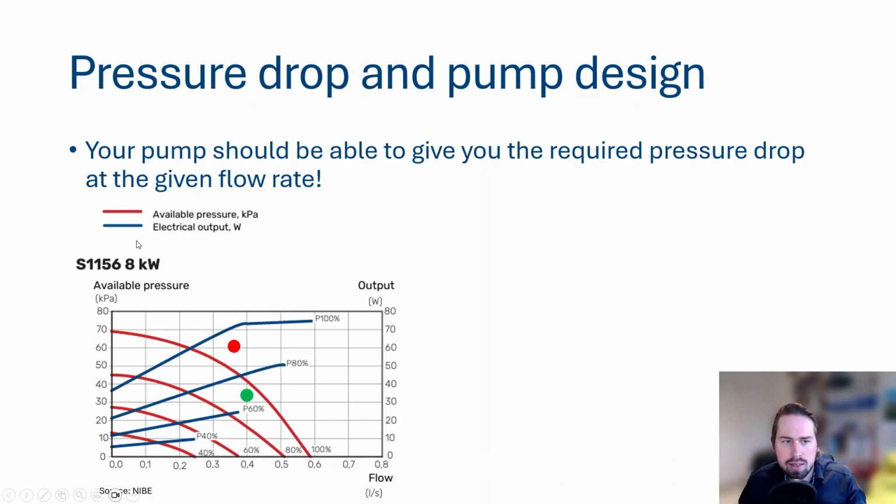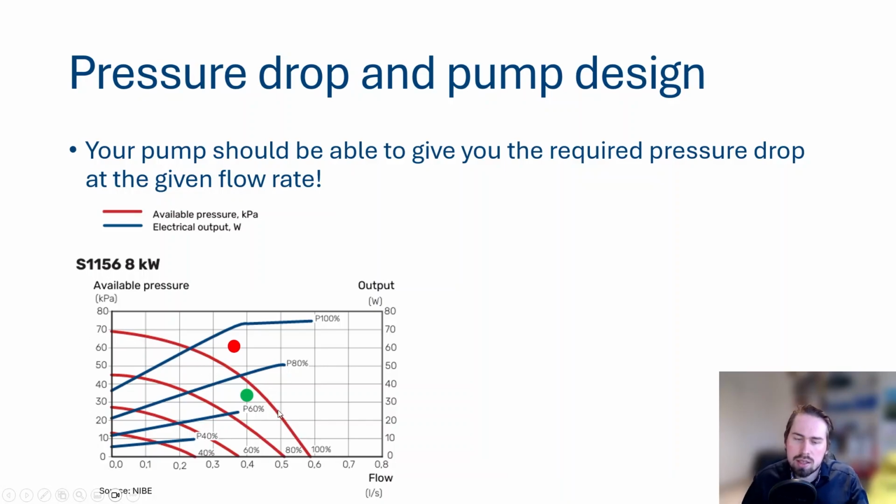And I've taken an example from a heat pump from Nibe here, the S1156 for 8 kilowatts. And this is directly from their technical documents. So what you can see here are the red lines. These are the pump characteristics for 40, 60, 80 and 100% power. And also the blue lines for their electricity consumption. Now this is not important for us.